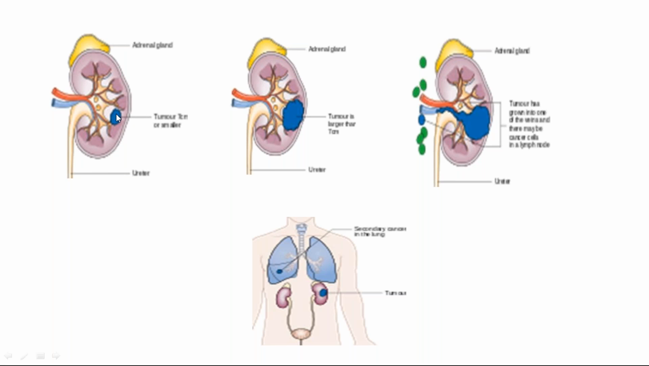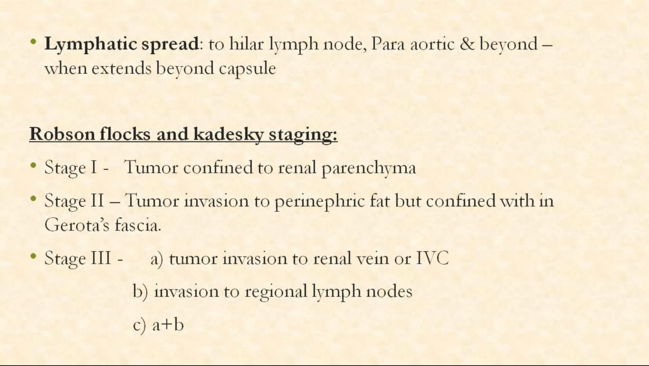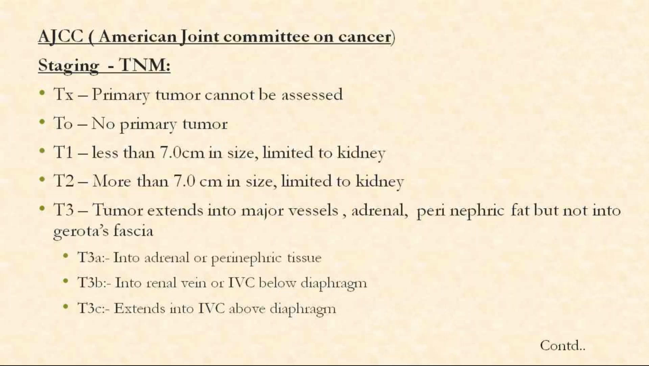This is stage 1, within the renal parenchyma. When it comes up to the perinephric fat, that is stage 2. In stage 3, it may spread to the renal pelvis or renal vein. Lung metastasis can occur. That is the staging, the Robson, Flocks, and Kadesky staging, that is what it is called.